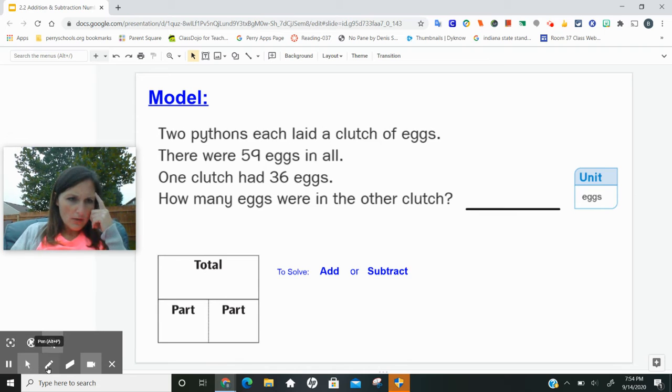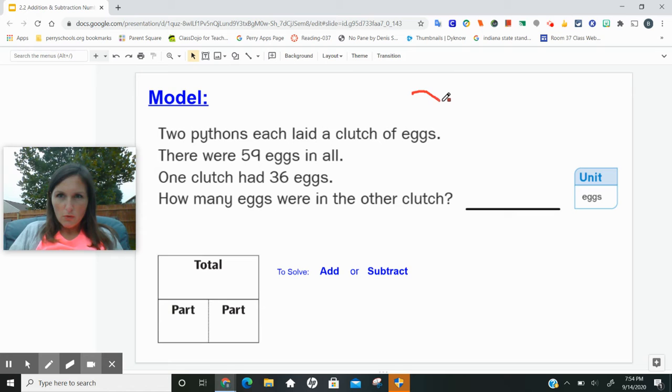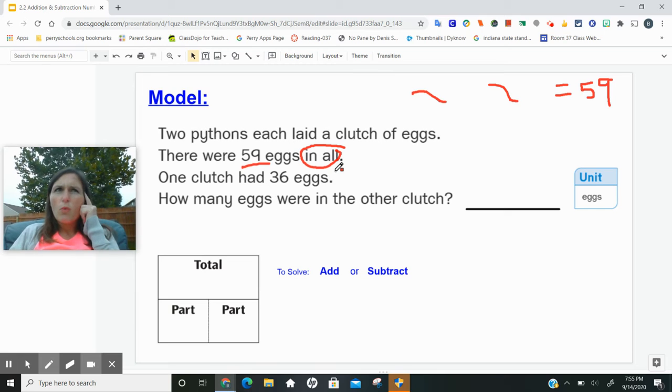So I'm going to draw a picture of it just to help me remember. Two pythons, so here's one snake. Here's my other snake. And it says all together in all there are 59. So when you combine these, it should be 59. Okay, so what words told me that it was 59 total? That's right, in all. So that's all of the eggs.